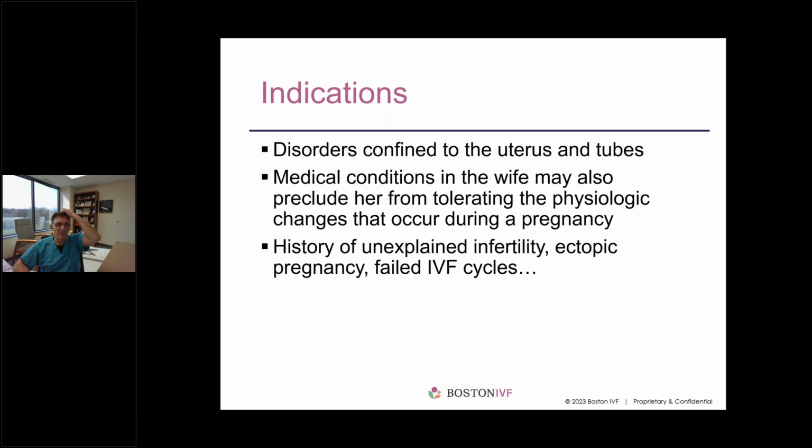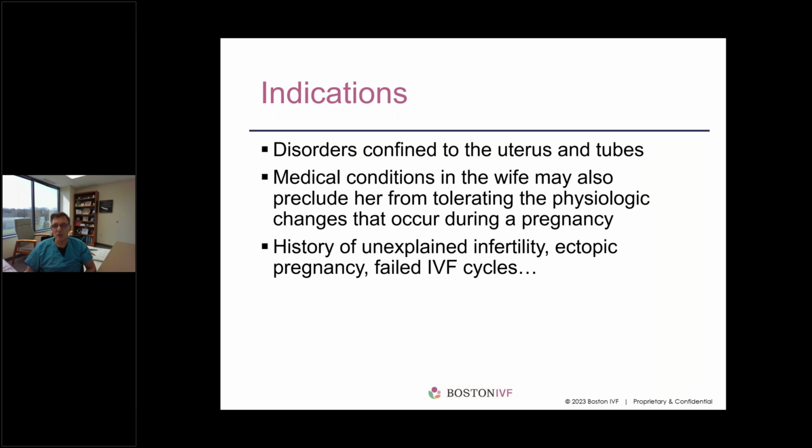What are some indications for surrogacy? Well, usually it's a disorder which is confined to the uterus. The patient may have had a hysterectomy. She may have had a myomectomy that has damaged her uterus. She may have had Asherman syndrome, a D&C gone wrong, or any endometrial procedure that went wrong, or a lady who had endometrial ablation and wants to have more children in the future. But also it could be a medical condition in the wife that may preclude her from being able to get pregnant. We have people with heart disease whose cardiologist said you cannot carry a pregnancy, you will die. And then they do need a surrogate.